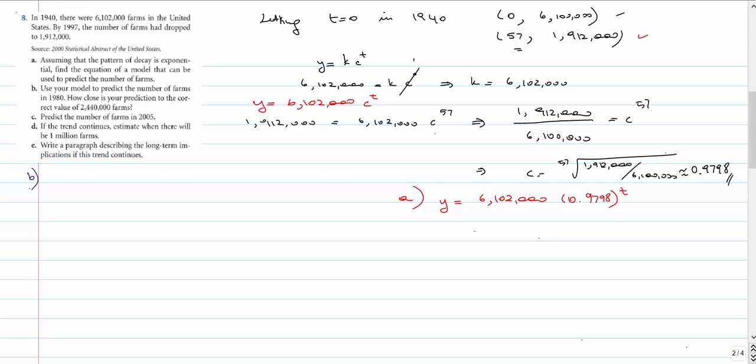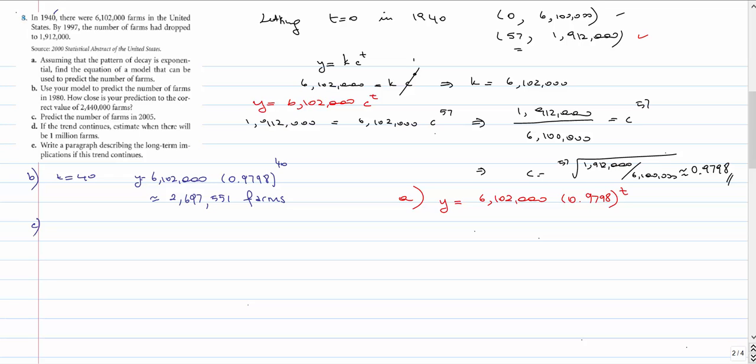B. Use your model to predict the number of farms in 1980. In 1980, from 1940, t is 40. So y is equal to 6,000,000 times 0.9798 to the power 40. This is approximately 2,697,551 farms.